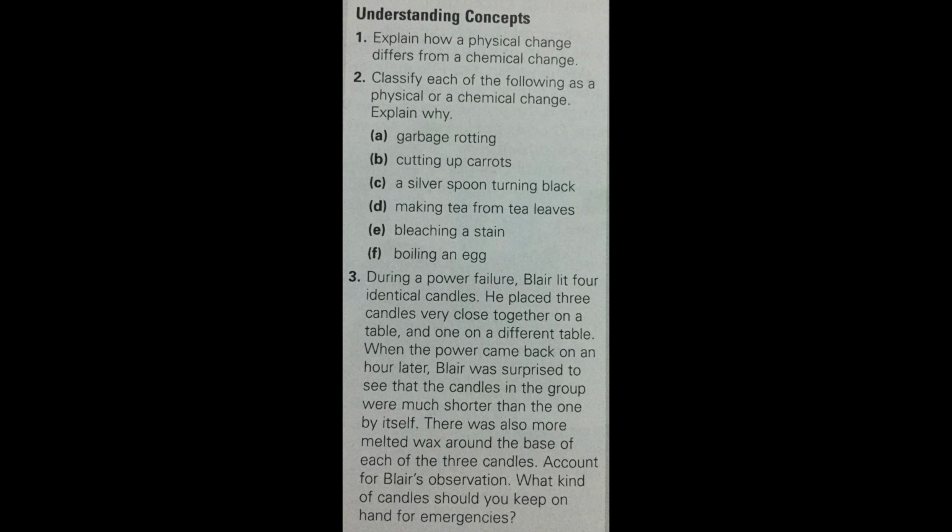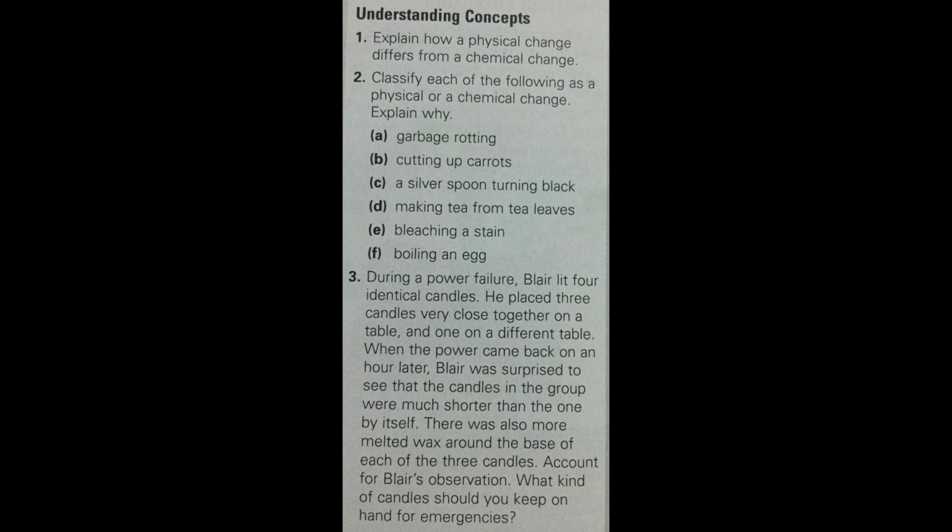Garbage rotting. Bacteria is breaking the garbage down into a variety of different substances. Cutting up carrots. You're just turning whole carrots into diced carrots. It's still carrot. You taste the whole carrot or you taste the diced carrot, you still taste carrot. A silver spoon turning black. That's tarnish, probably silver sulfide. So you're forming a thin coating of a compound called silver sulfide on the outside of the spoon. It's chemical.